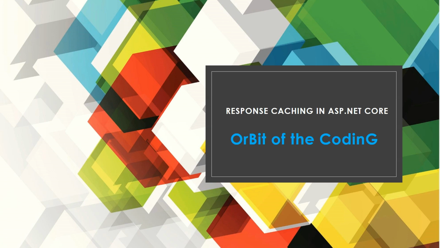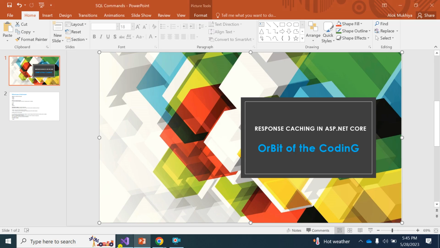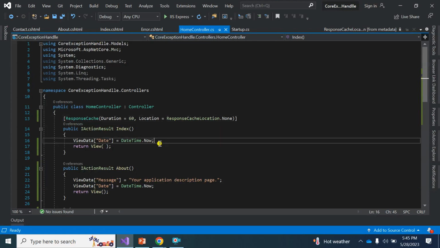So I'm going to explain this logic through Visual Studio. I'm just going to Visual Studio. I have already implemented some things, so I'm going to explain. Here you can see that I have applied the ResponseCache attribute on the Home controller's Index method.